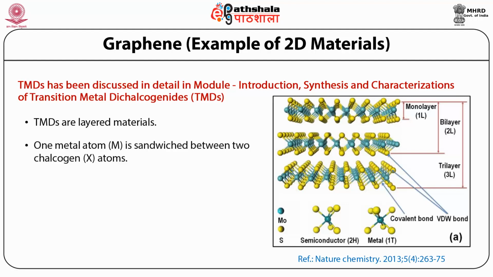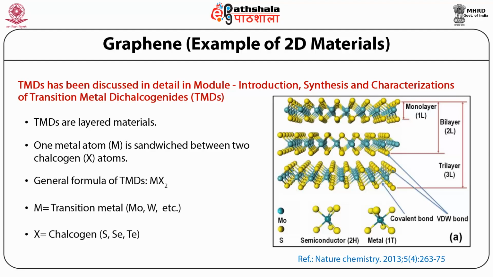One metal atom M is sandwiched between two chalcogen atoms. Weak van der Waals forces exist between two adjacent layers. Due to the presence of weak van der Waals forces, TMDs can be exfoliated. From the top, the 2H phase looks like a hexagon with alternate metal and chalcogen atoms, and the 1T phase looks like two interpenetrating hexagons. The general formula of TMDs is MX2, where M is the transition metal and X is the chalcogen.